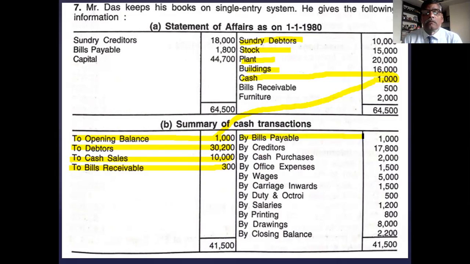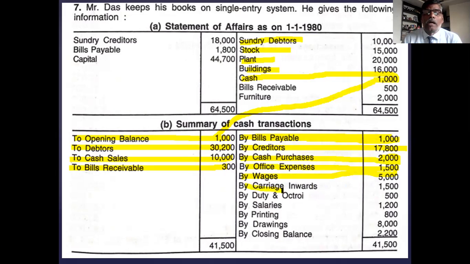Bills payable is here. Means cash paid against bills payable. This is nothing but payment made on bills payable. This goes to bills payable account debit side, to cash. And by creditors means cash paid to creditors. This goes to creditor account debit side, to cash. Then cash purchase goes to trading account debit side. Office expense goes to P&L account debit side. Wages goes to trading account debit side.